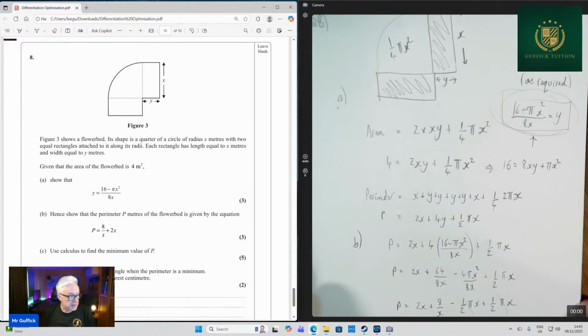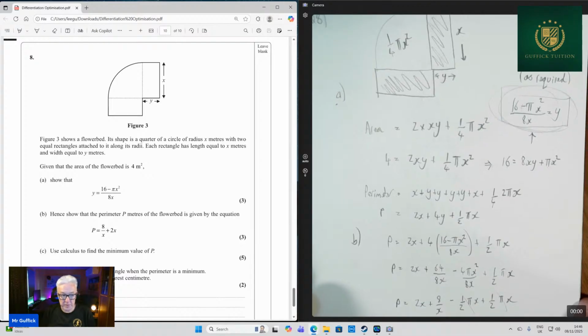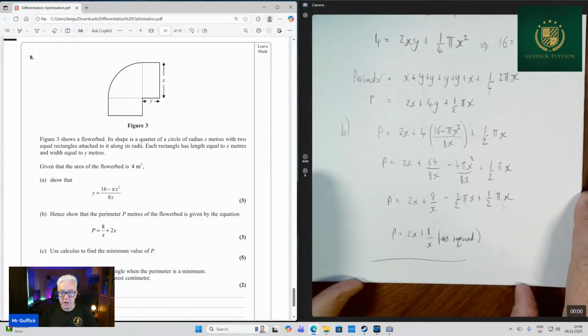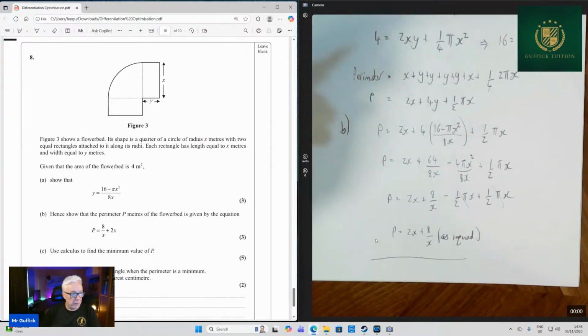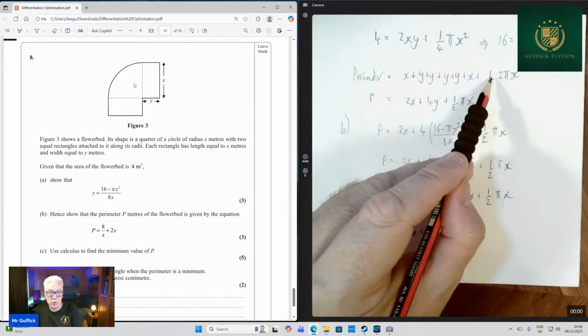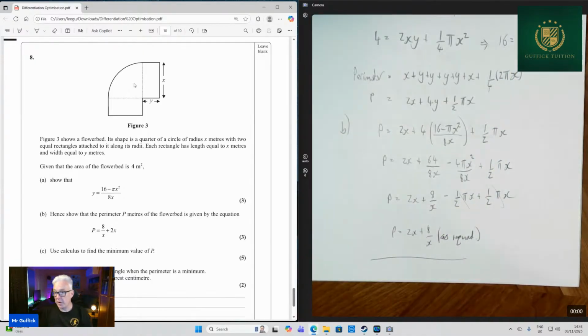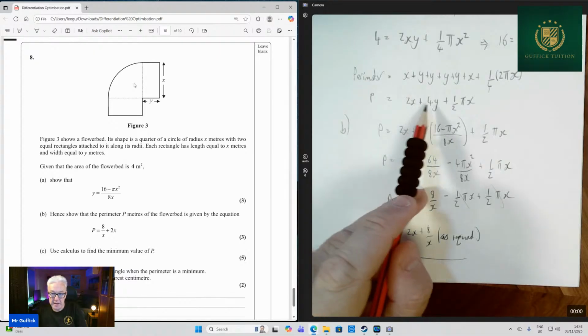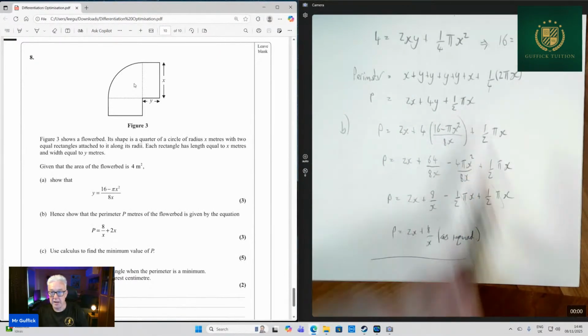Now, part B, this is where this question's very, very similar to what they've done before. It says, hence show that the perimeter, P meters, of the flower bed is given by that equation. So let's find an expression for the perimeter. So what have we got for the perimeter? We have x add y, add another x, add another y, add another x, and a quarter of the circumference, which is 2 pi x. So that comes to 2x add 4y add a half pi x.